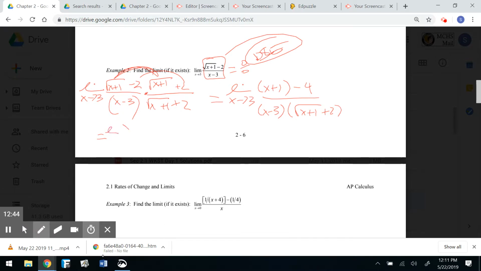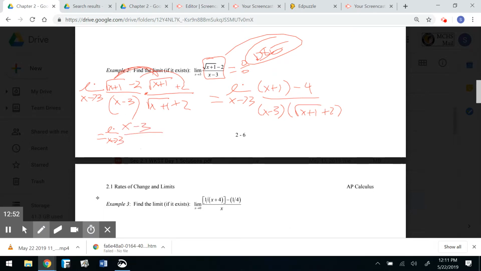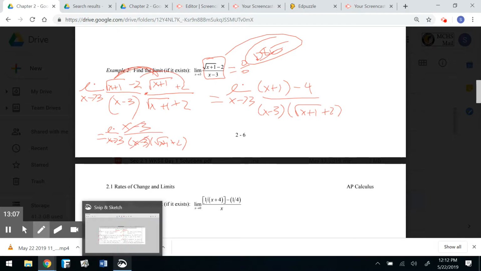Oh, shame on me. You better write limit. The only time I don't have to write limit is when I use direct substitution. So it'd be x minus 3 in the numerator, and in the bottom I get x minus 3 times the square root of x plus 1 plus 2. And if you notice, there's an x minus 3 in the numerator and the denominator. Bang, bang, choo-choo train. Gets rid of my 0 over 0.